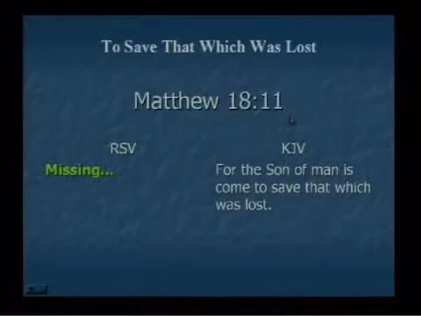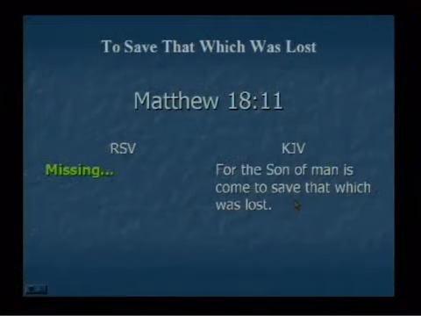Matthew 18, verse 11. Don't you think this is an important text? For the Son of Man is come to save that which was lost. Don't you think that is an important text? I think it's a very important text. Why is it gone in the Revised Standard Version? Because Jesus is not supposed to be the only Savior. You say, we're supposed to save ourselves. Didn't Masonry teach that we can save ourselves? We don't need Jesus. That's a ridiculous teaching. It's just an example.